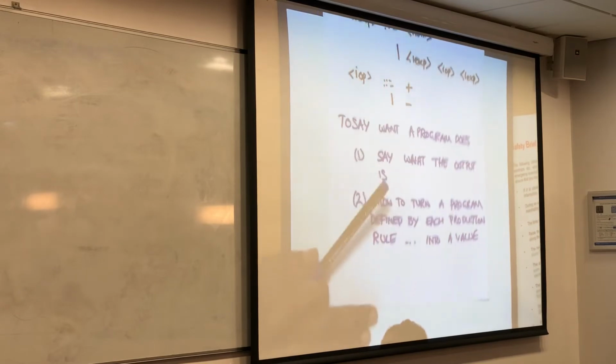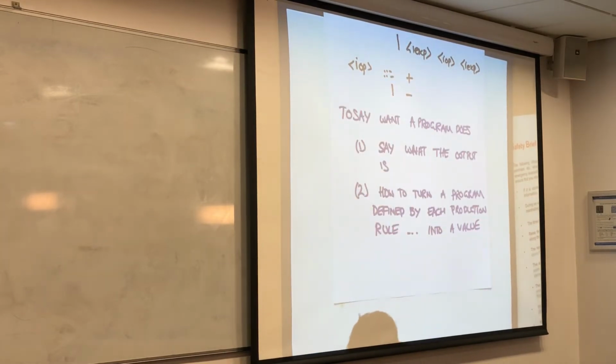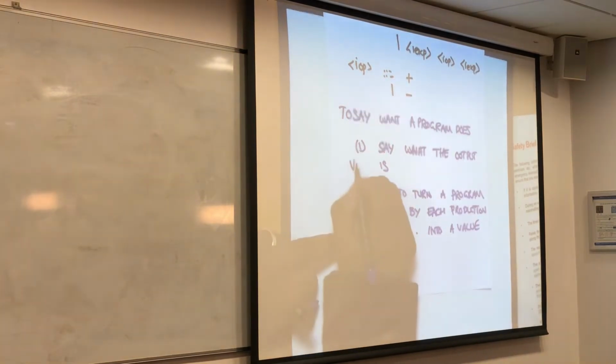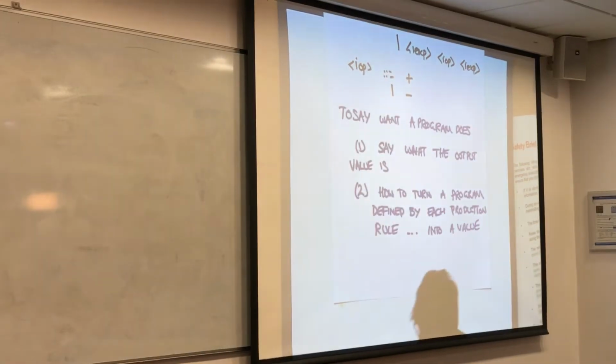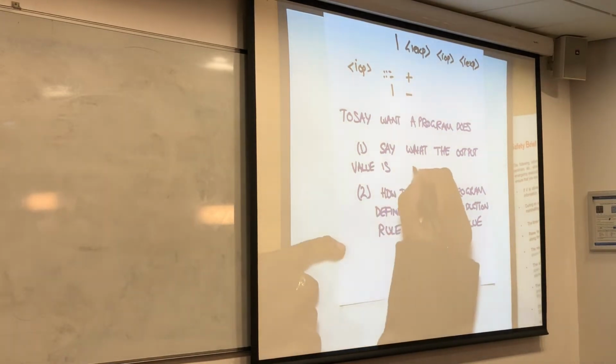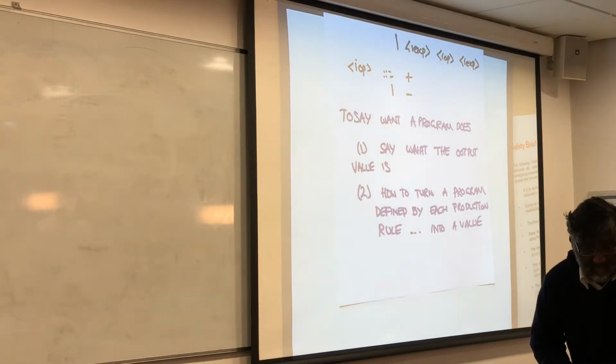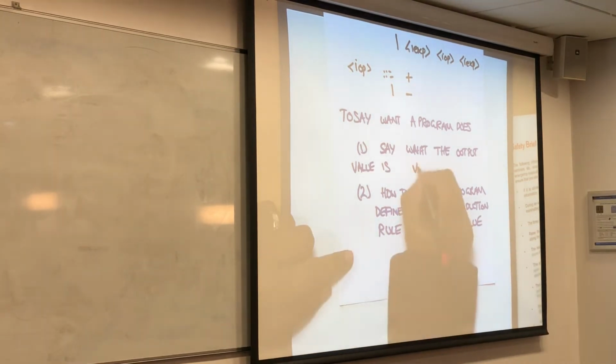First of all, what is a value? What is the output value? Now this is very, very simple. It's chosen to be very simple, so you get the flavour of what's going on. And here the values are obvious. Values are just integers.